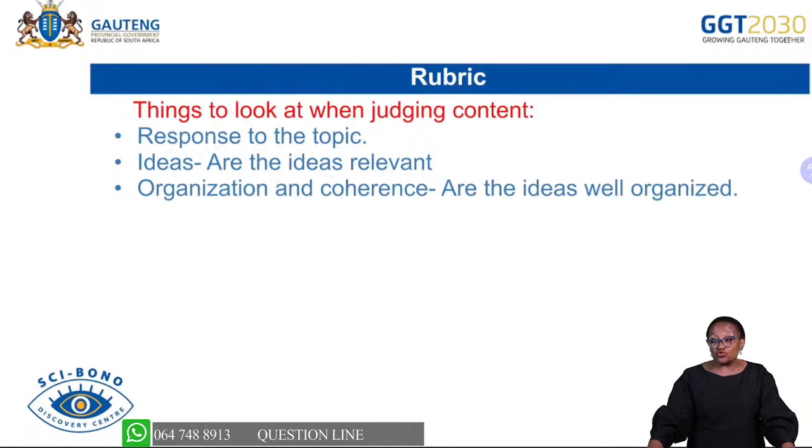And lastly, you've got to look at organization and coherence. Are the ideas well organized? Is there some kind of synergy between your ideas? Is there a clear correlation of the ideas that you would have put across? That is also important, or that is one of the things that we look at when we judge content.